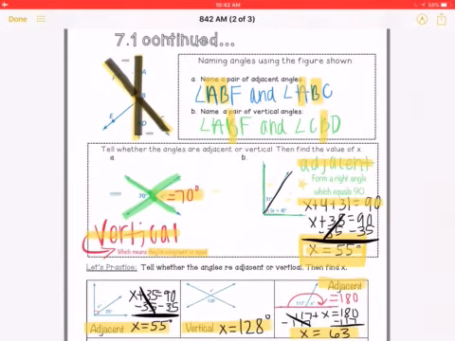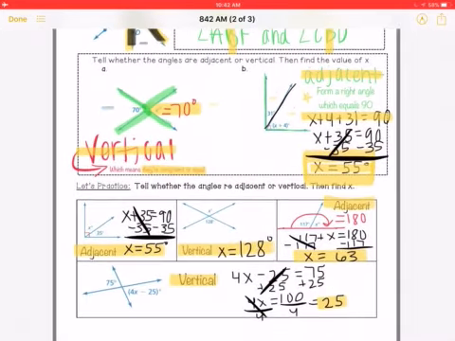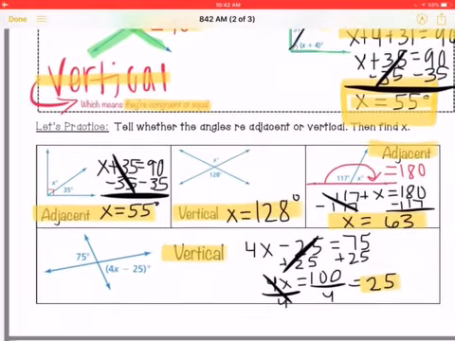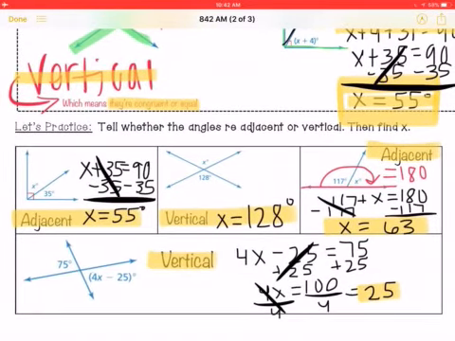Next, moving down our note sheet, we have these 4 examples at the bottom. Okay, it's our practice time. Now, I did tell the relationship. It wants us to tell whether the angles are adjacent or vertical. And then it wanted us to find x. So you can notice that I either set up an equation or I found out if they're vertical, they're congruent, so I just set them equal to each other.